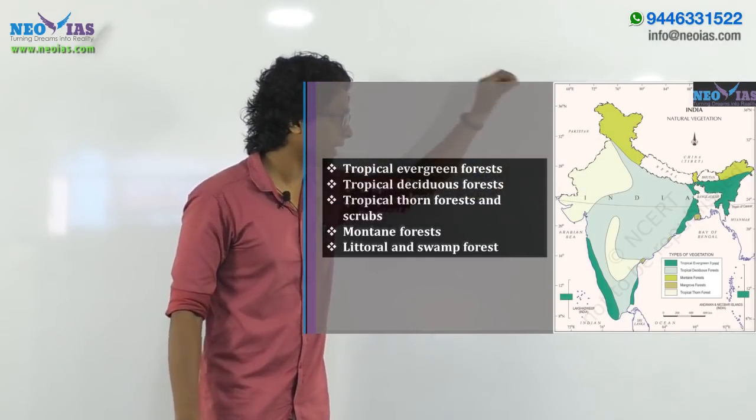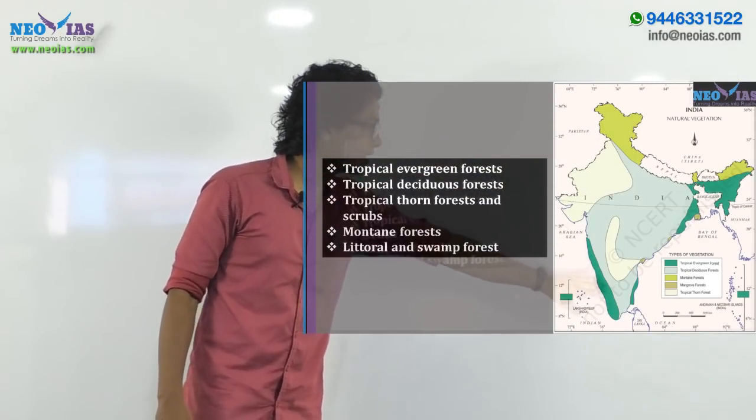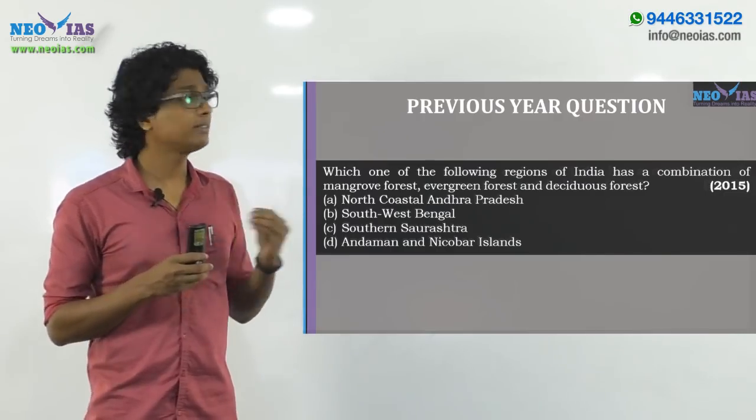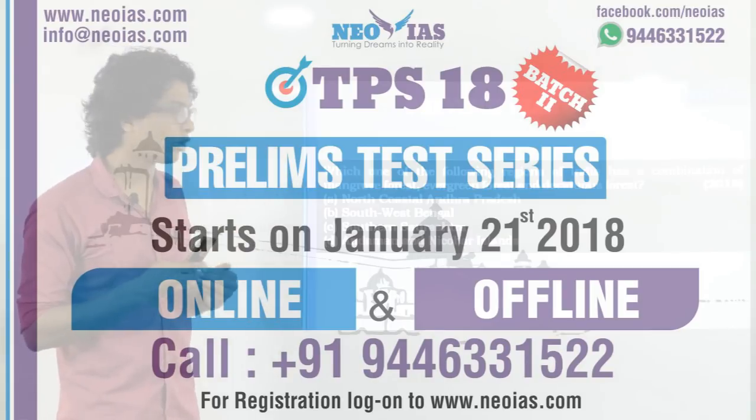Now in India's case, we can find this polar type of vegetation in the western Himalayas as well as the eastern Himalayas, plus in some regions of the Nilgiri hills in the peninsular plateau. Now let's solve the previous question related with these topics.